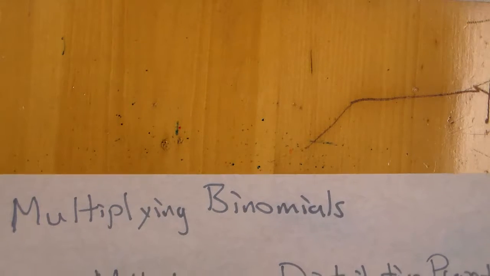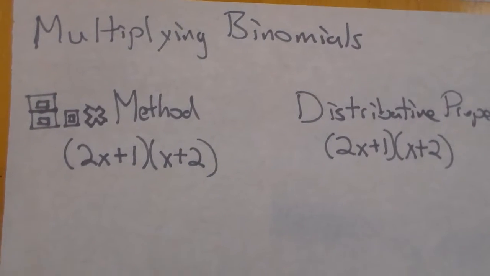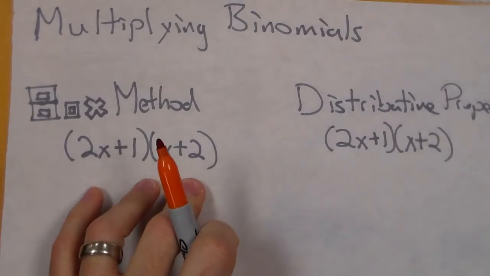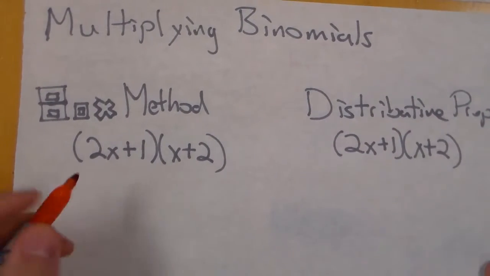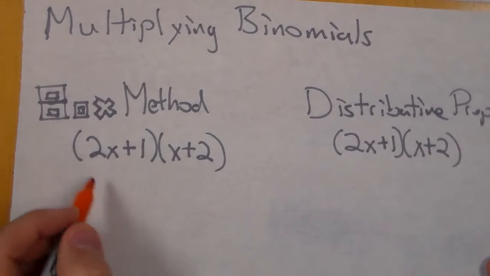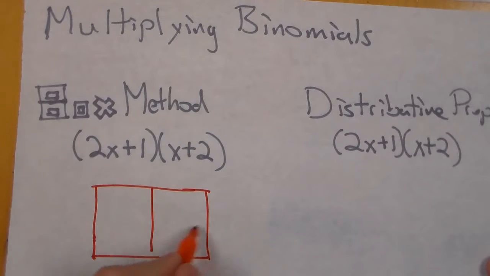So we're going to look at multiplying binomials. I'm going to show you two methods that you can do, and I'd recommend going through and solving. So this is where we have a binomial times a binomial. Both of these cases are going to get us a polynomial result. So 2x plus 1 and x plus 2, I'm going to first use what I call the box method.